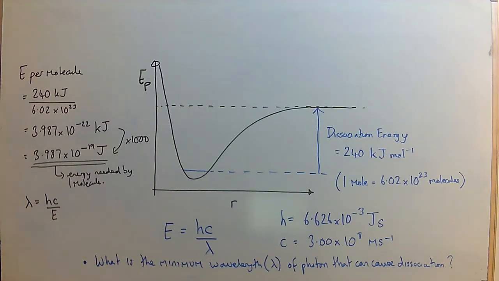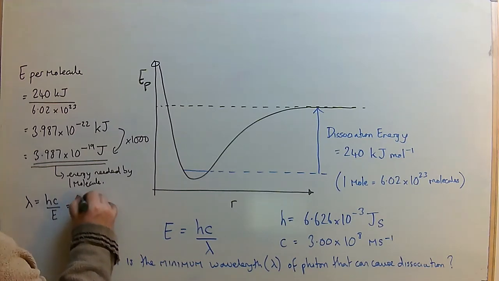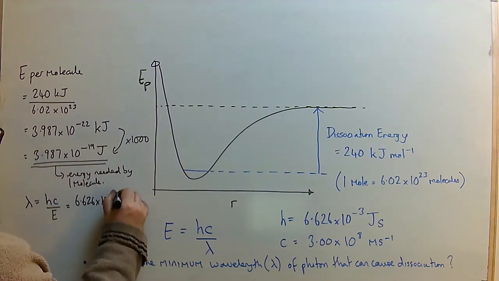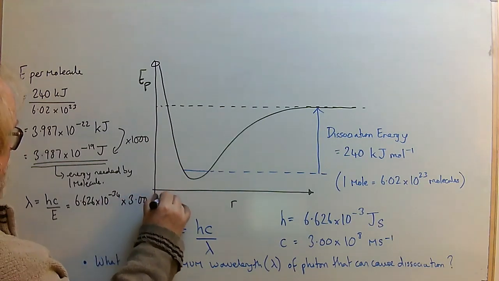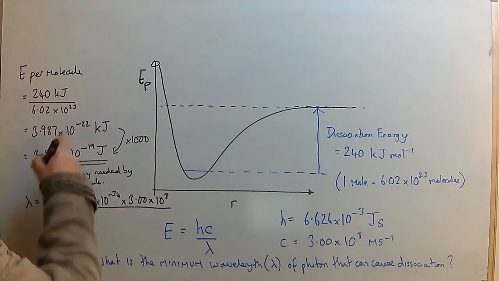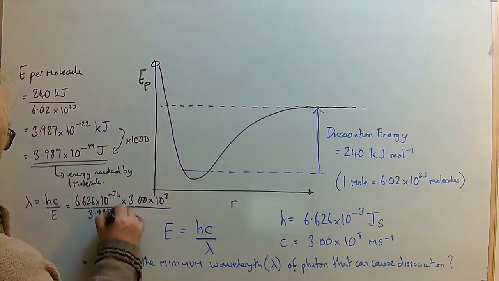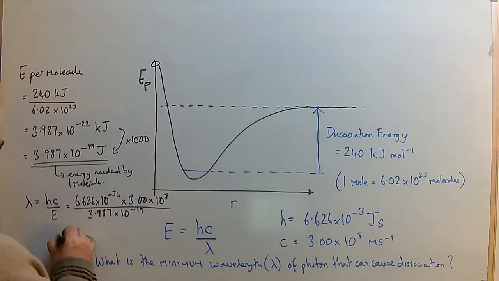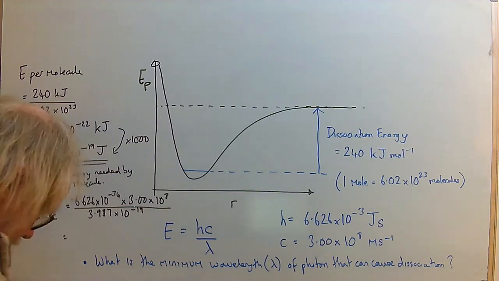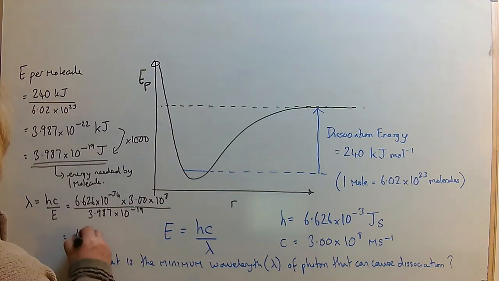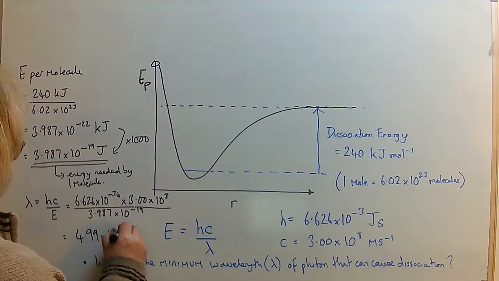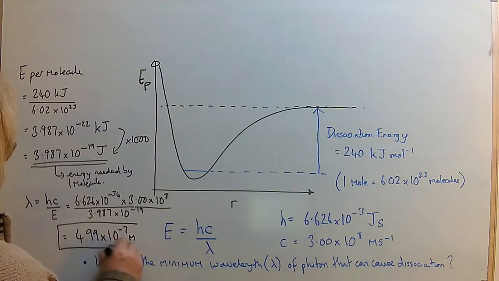So we can just put the numbers in. So we'll say, right, lambda is equal to 6.626 times 10 to the minus 34 times 3.00 times 10 to the 8, divided by this number that we've just worked out, 3.987 times 10 to the minus 19. And if you work that out, you get 4.99 times 10 to the minus 7 meters. Okay, so we can calculate that if the wavelength is that or less, then a photon delivered at that wavelength should be able to blow the molecule apart, but if the wavelength is longer, then it won't.